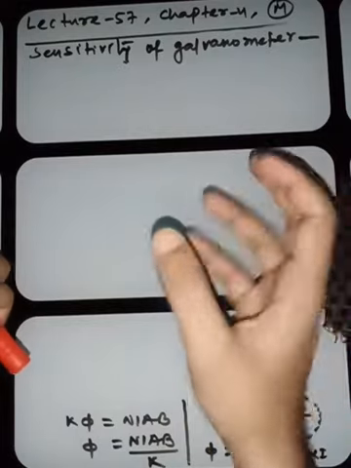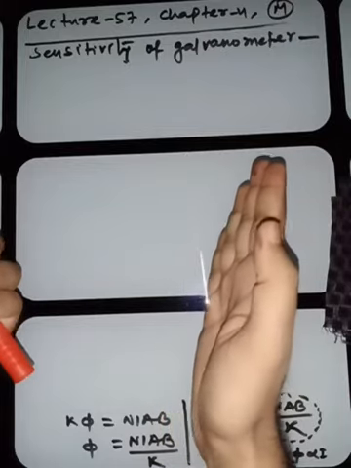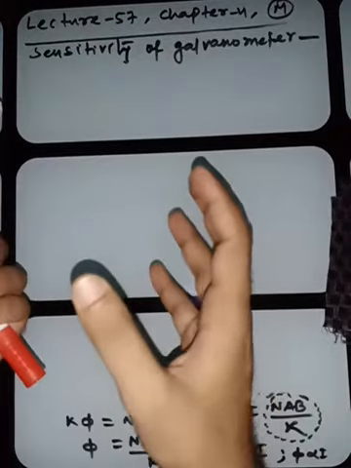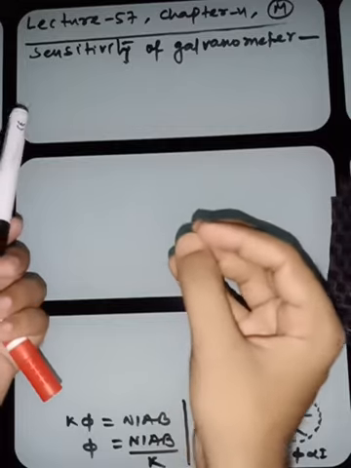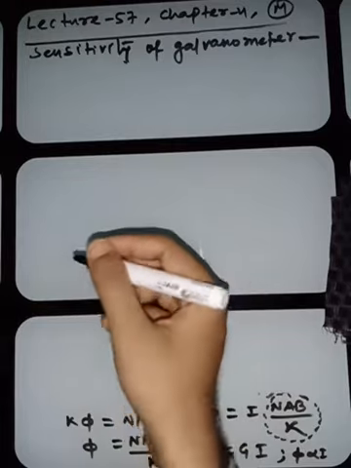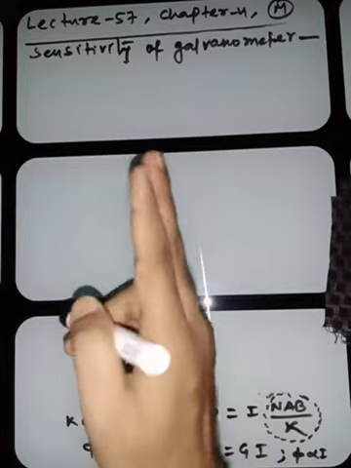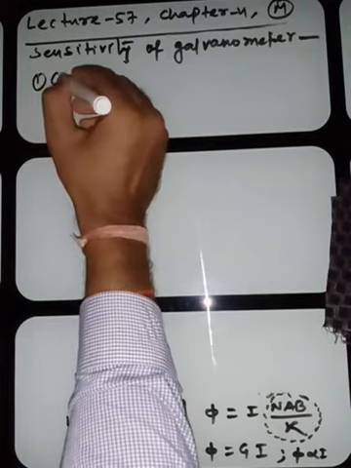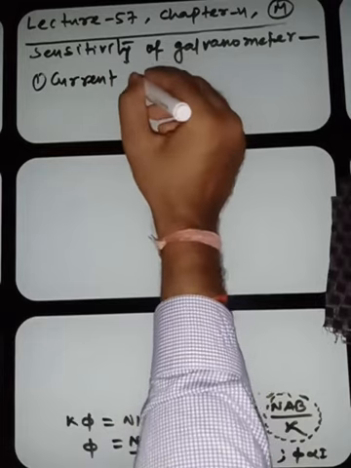Suppose you give a current and one galvanometer does not deflect. It means you can say this is a very less sensitive galvanometer, because for that particular value it is not giving any deflection. Its sensitivity is very low. Basically, sensitivity is of two types, one while giving the current and one while giving the voltage: the current sensitivity and the voltage sensitivity. First, here we are going to study the current sensitivity.